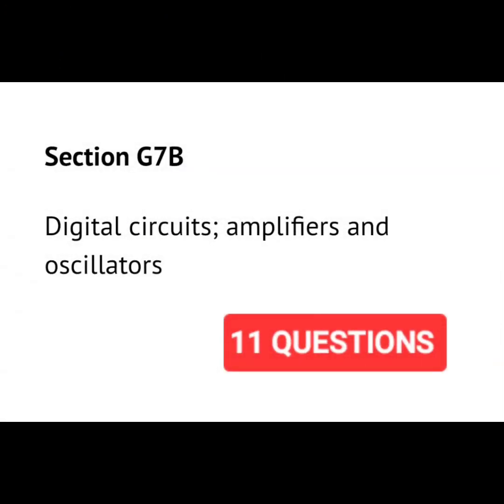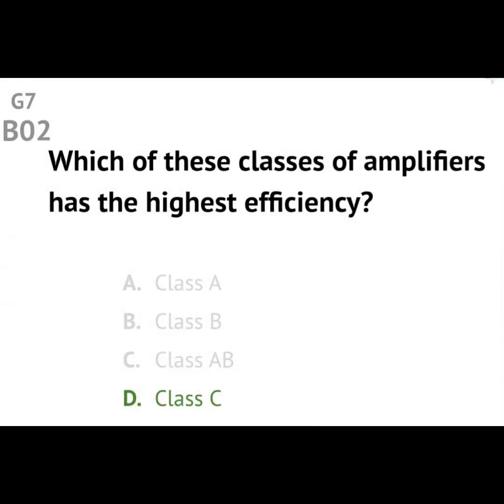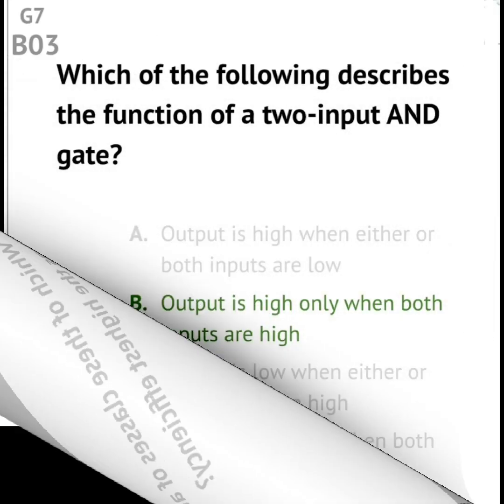Section G7B. Digital circuits, amplifiers, and oscillators. Question G7B01. What is the purpose of neutralizing an amplifier? Answer. To eliminate self-oscillations. Question G7B02. Which of these classes of amplifiers has the highest efficiency? Answer. Class C.